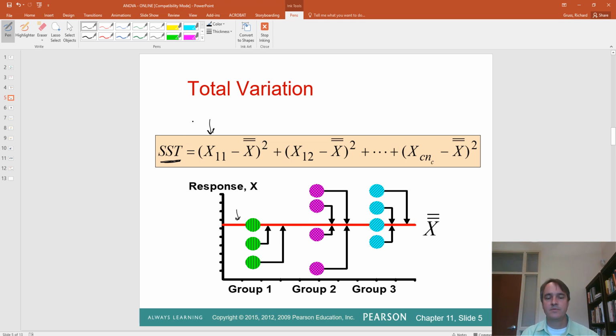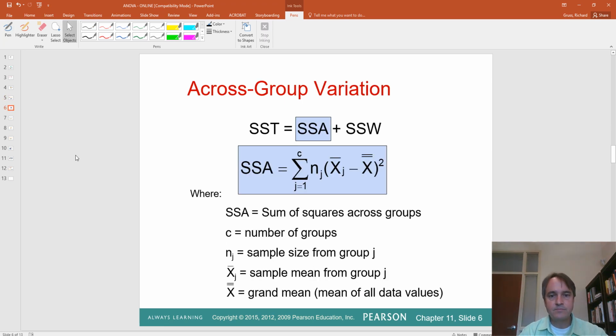We're going to skip that one because we don't actually use it in the ANOVA, so we'll go on to the next one. That would have been the sum of squares total. Now we're going to look at how to find the amount of across-group variation, the sum of squares across. The way we do that is we go through each group, adding this up from 1 to C, where C is the number of groups.